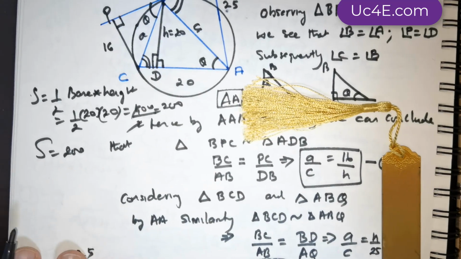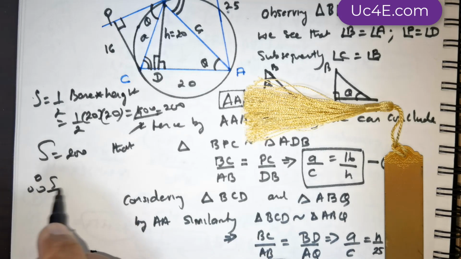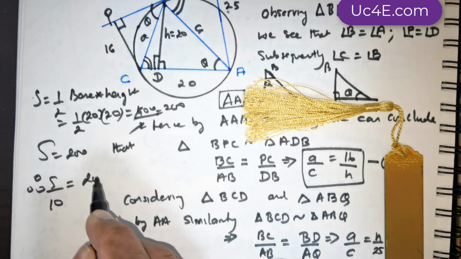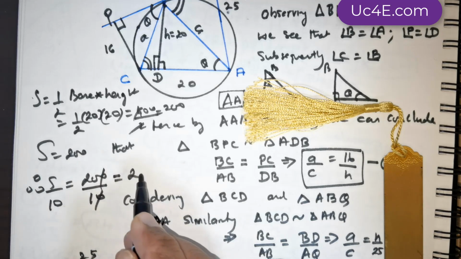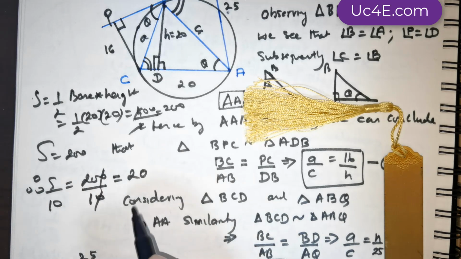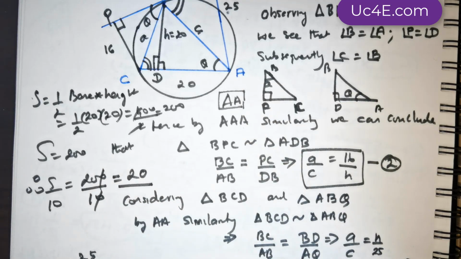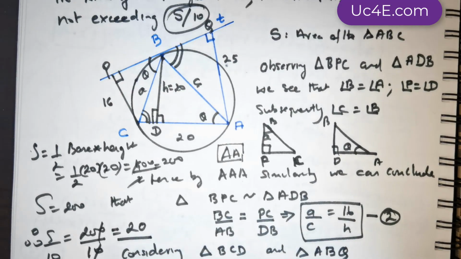Therefore S divided by 10 is equal to 200 divided by 10, which is equal to 20. So this is the solution for this question. Of course, the most important part in this question is to know how to draw the figure, and the rest of these things will fall into place.